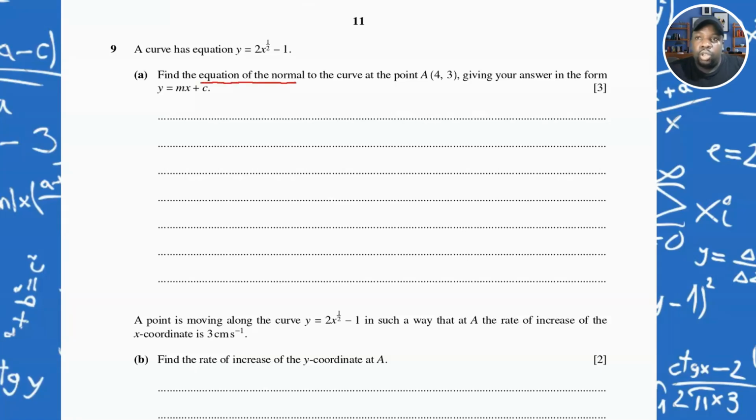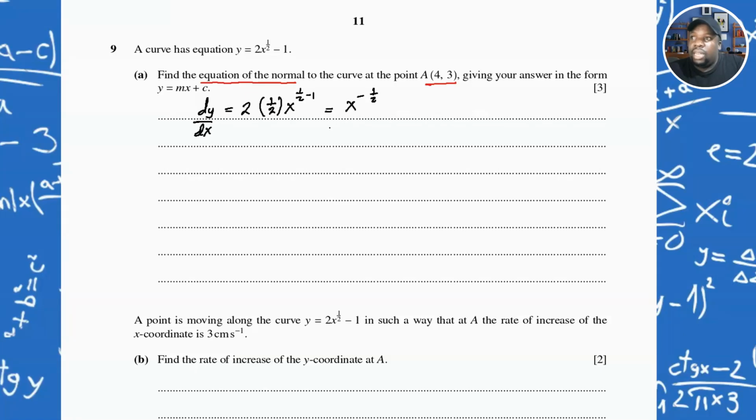So to get the equation of the normal, we need the gradient of the normal. We have a point on the normal already, so the only missing thing is the gradient. So let's start by finding dy by dx here. Differentiating this, there's a 2 already, so we're going to say 2 of a half of x to the power of a half minus 1. Differentiating minus 1 is 0, obviously. So this will give us x to the power of minus a half.